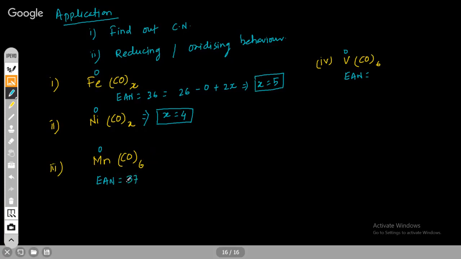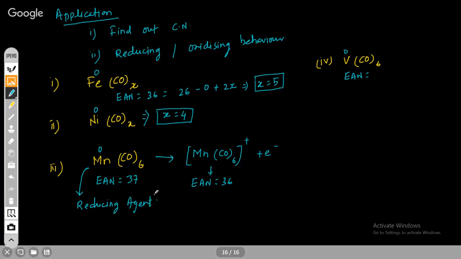Since it has one more electron than the inert gas configuration, this molecule has a tendency to lose one electron, giving MnCO6 with one positive charge plus one electron. In this state, the effective atomic number, since one electron has been lost, is 36. So this is nothing but the oxidizing nature, the molecule getting oxidized, losing one electron to gain inert gas configuration. So this molecule is behaving as a reducing agent. Is it clear? This molecule has 37 electrons, so it has a tendency to lose one electron to gain the 36 inert gas configuration. It means it is behaving as a reducing agent. Fine.